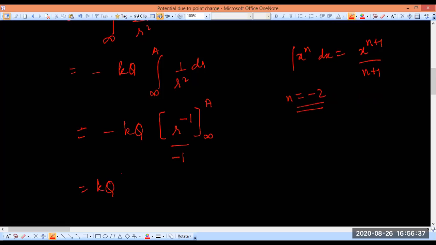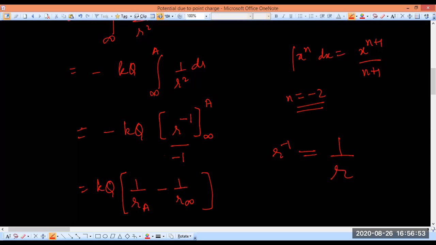Okay, now in the bracket we should put limits. R raised to minus 1 means 1 upon r. So this will become 1 by r_A minus 1 by r for infinity. R means distance, don't forget that. R means distance. Right? Have you understood this step? Yes or no?